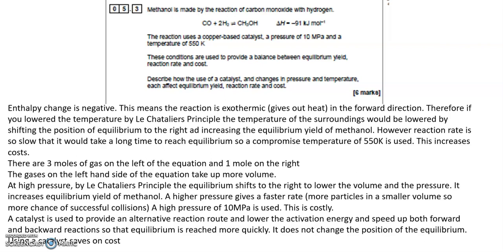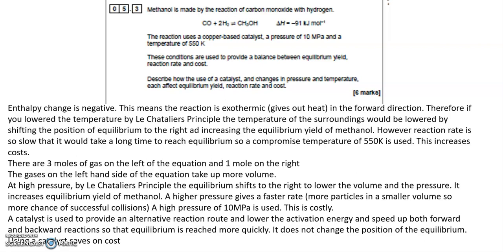Would a catalyst do anything? Yes. Well, it will provide an alternative reaction route, and it will lower the activation energy and speed up both forward and backward reactions. It won't change the position of equilibrium because it increases the rate of forward and backward reactions equally, but it will mean that the equilibrium position will be reached more quickly.